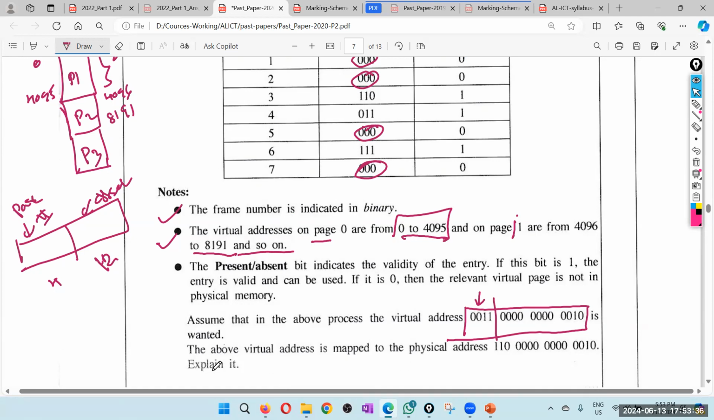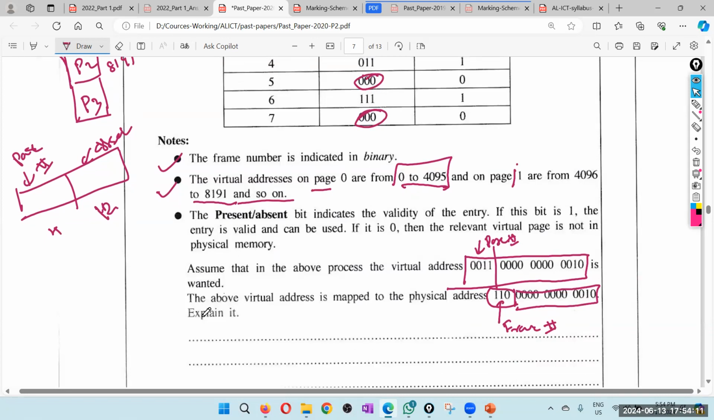Okay. The above virtual address is mapped to physical address this. Okay, you can see this part is the same because offset is going to be the same, but it has a different frame number. So this is the page number and this is the frame number. Right? This part is not going to be different because offset is offset, because page size and frame size are the same. So page fit into the frame.